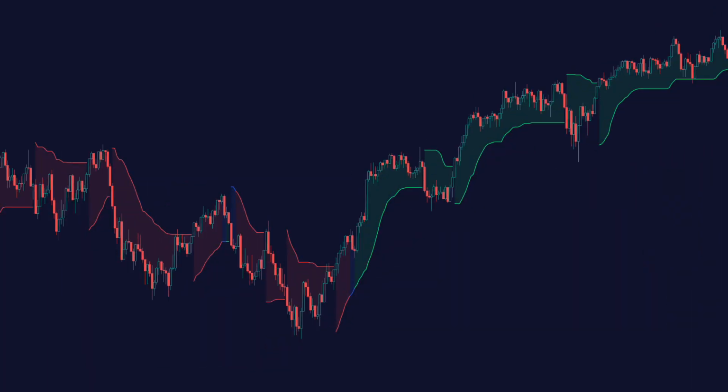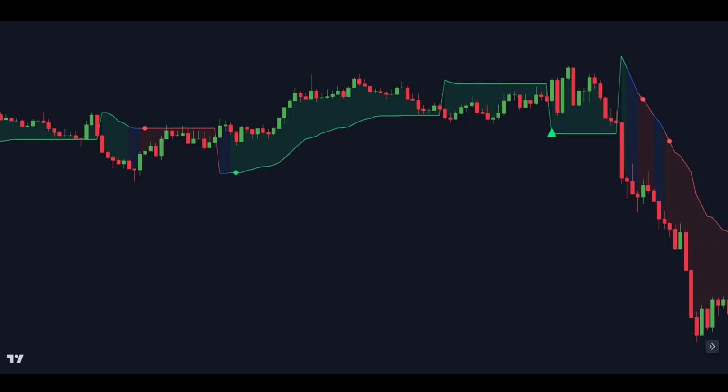So how does it work? Easy. Green line underneath. That's your upward trend. Red line above. Downward trend. Simple as that. And because it's powered by AI, you know those signals are rock solid.